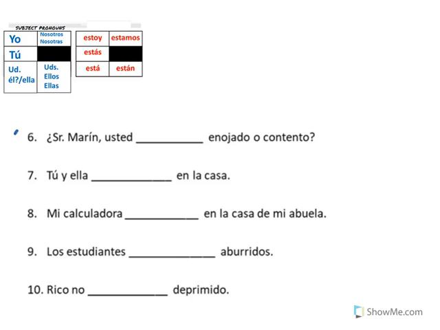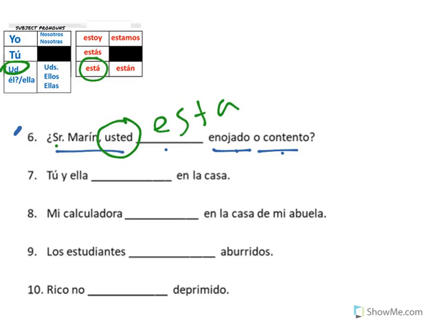Número 6. Señor Marín, usted, Mr. Marín, you are enojado o contento. You are mad or happy. So, chart again. Señor Marín, usted. I know I'm talking to him because the question is saying, Mr. Marín, you. Usted is right there. The answer is está. Don't forget the accent.